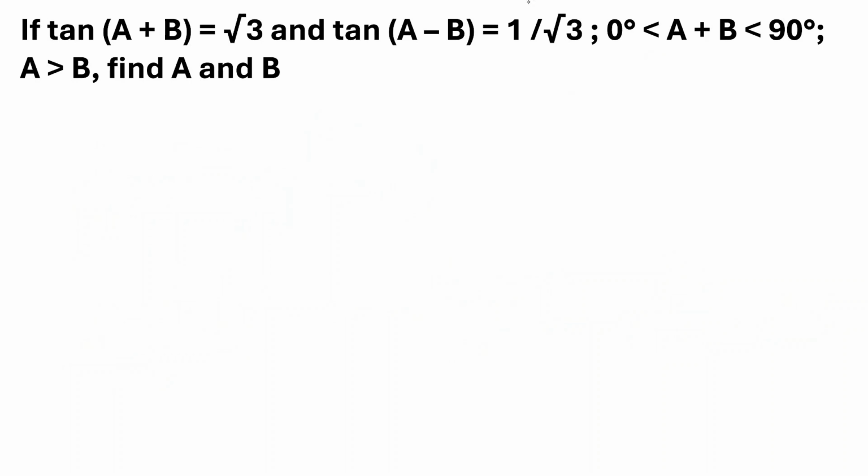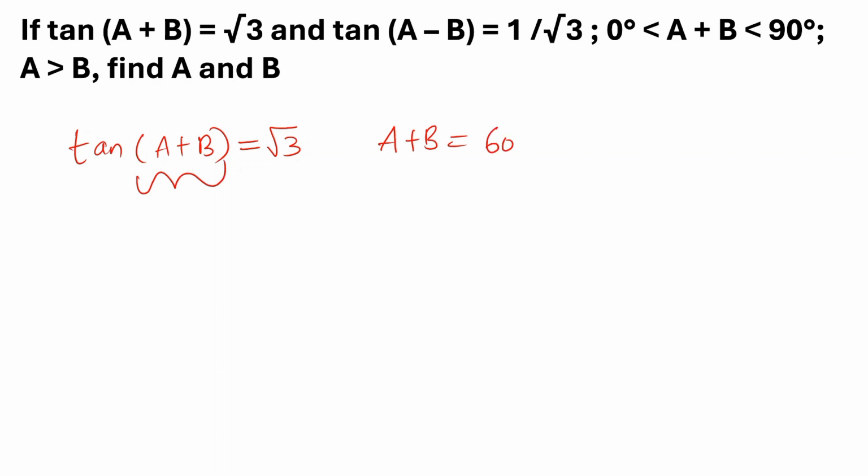If tan of a plus b equals root 3 and tan of a minus b equals 1 by root 3, find a and b. Okay, similar type of question we have done in previous video, like including sine and cos. Here it is tan only, tan a plus b and a minus b. Tan a plus b equals root 3. So what could be a plus b? Tan something is root 3. What is that angle? So that would be 60 degree.